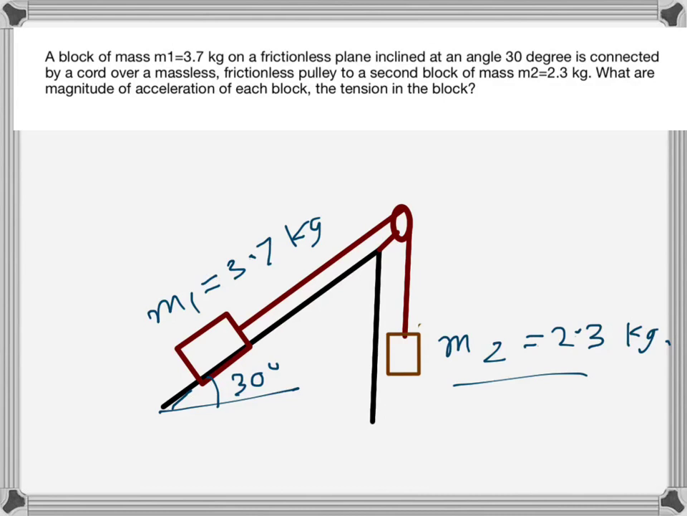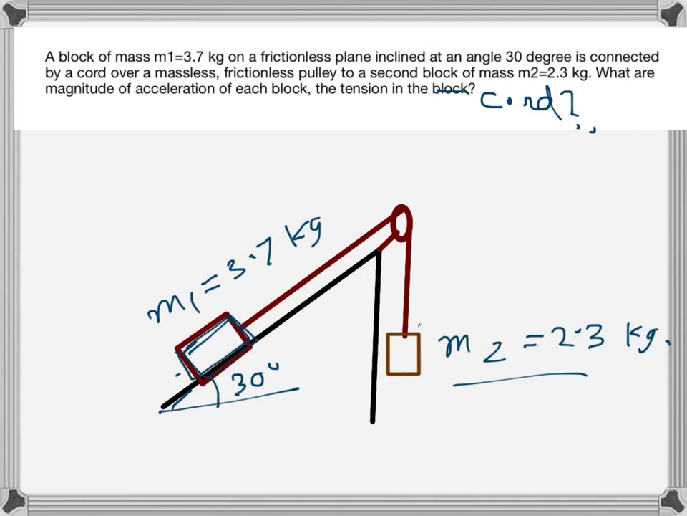So we have to find the magnitude of acceleration of each block and the tension in the cord. Basically, we have to find the tension in the cord, so basically this one.